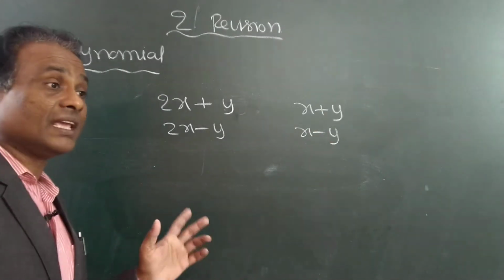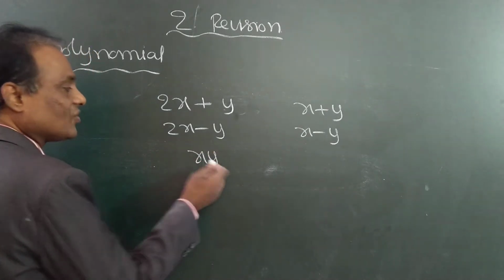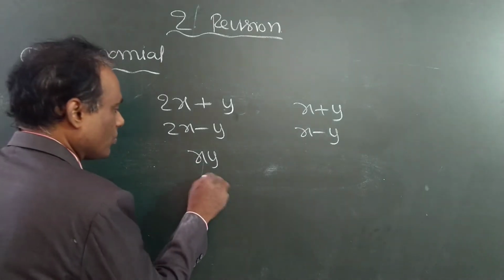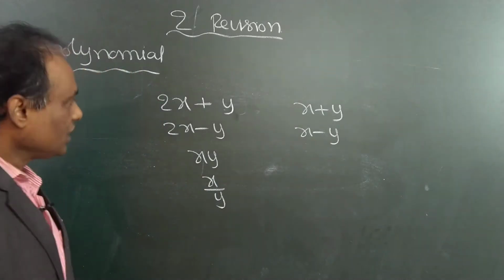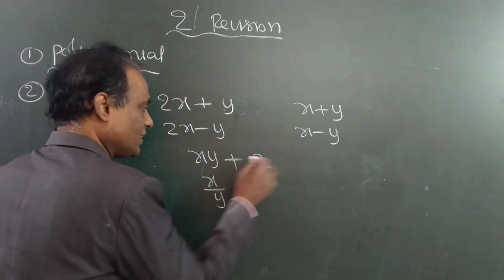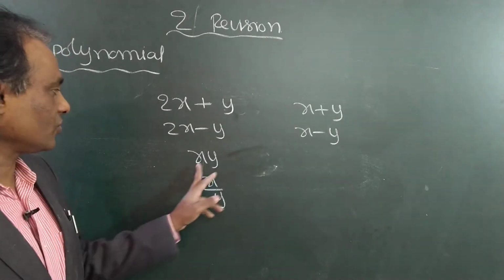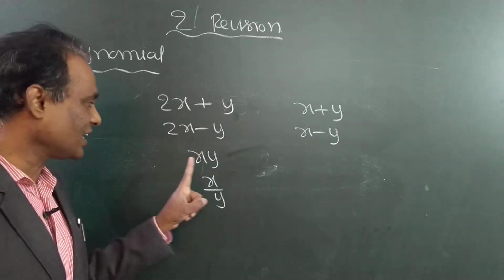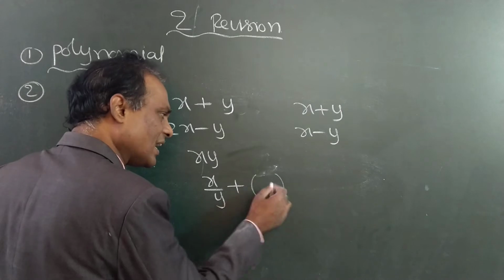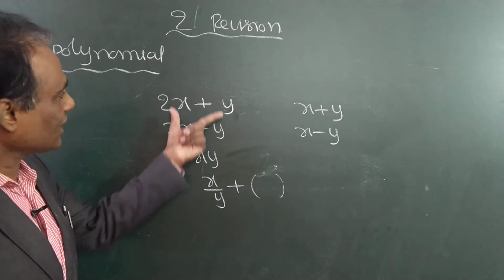But if they are connected by multiplication and division, then it is not a separate term. Suppose x into y, this is only one term. x by y is only one term. If it is plus or minus, then the second term starts. Suppose this is plus something, plus 2, then two terms. xy means it is not two terms. Two factors are there, but it is only one term. This is one term, this is also one term. Plus something, if there is any number here, then two terms. Following or not? So plus or minus, then we say different terms.